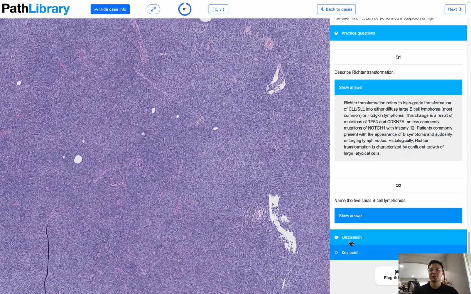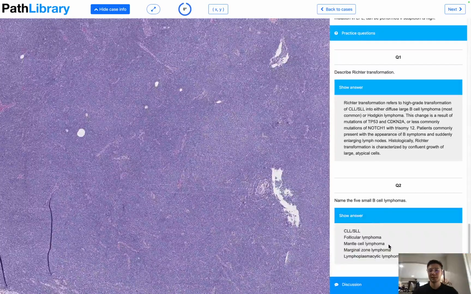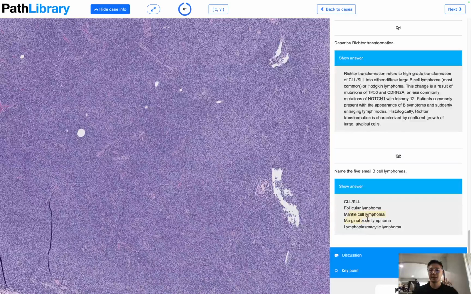Name the 5 small B-cell lymphomas. Follicular, CLL/SLL, marginal. Let's see. CLL/SLL, follicular, mantle, marginal zone, and lymphoplasmacytic lymphoma.